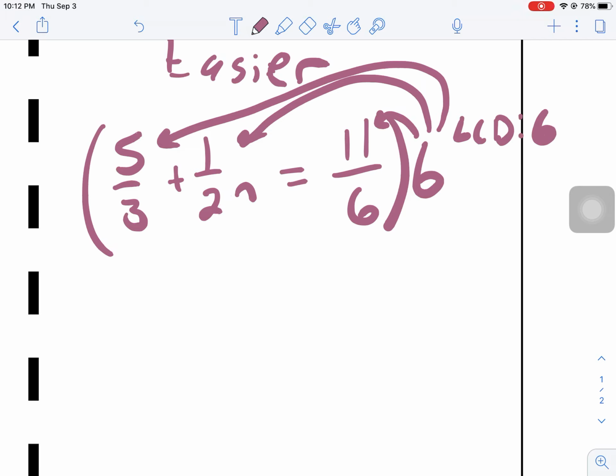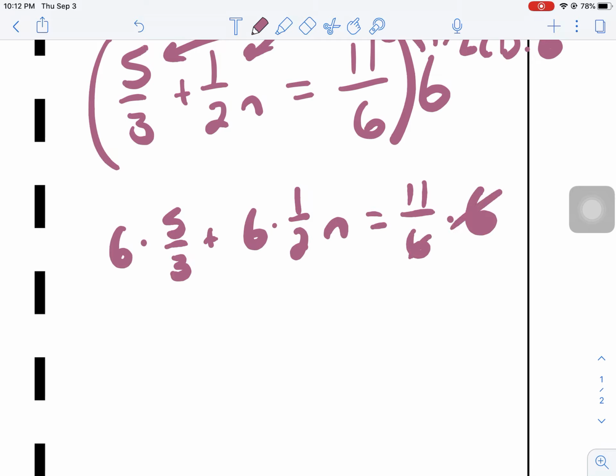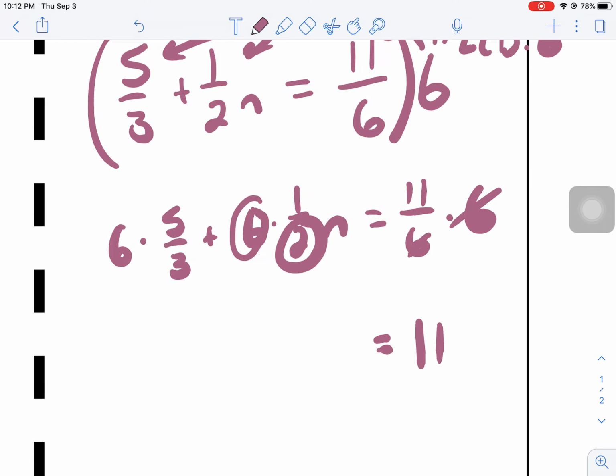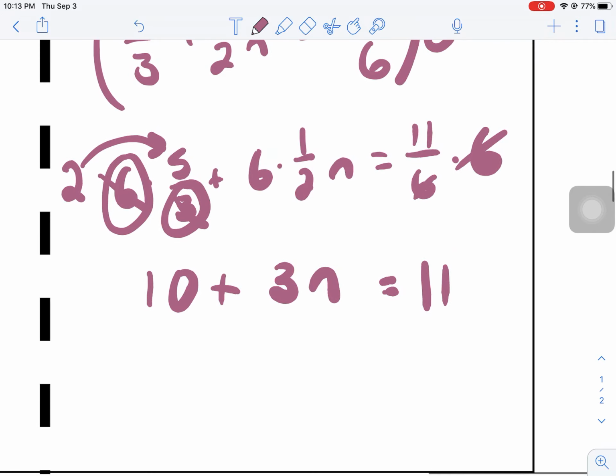Why is that helpful? Well, let's write it out. 6 times 5/3 plus 6 times 1/2 n equals 11 over 6 multiplied by 6. On the right side, the 6's cancel, and we're left with 11. On this side, 6 times 1/2, we would take 6 and divide it by 2, which gives us 3n. And then 6 multiplied by 5/3: 6 divided by 3 leaves us with a 2. 2 times 5 gives us 10, so that would be 10 plus 3n is equal to 11.